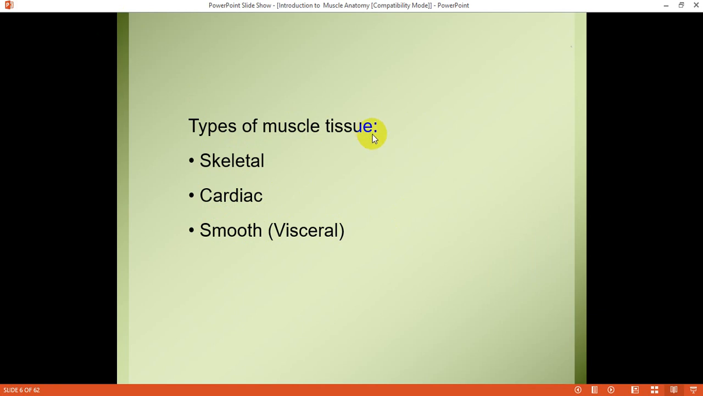Then again, if we divide the muscle according to the function, they come into the categories of voluntary and involuntary muscles. So here only skeletal muscle lies in the category of voluntary muscles, while cardiac and smooth muscles lie in the category of involuntary muscles. So basically we discuss these three types of muscular tissues first, and then the different criteria of classification associated with them.